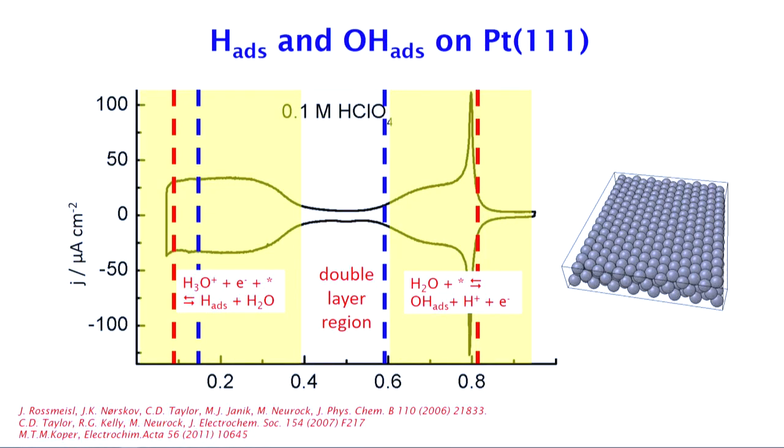Specifically here, you can also see that density functional theory calculations predict that there's going to be a window in which you do not form adsorbed hydrogen, no OH, and water is stable. And that would be a typical double layer window. So that agrees with this idea that on platinum 111 we have a double layer.